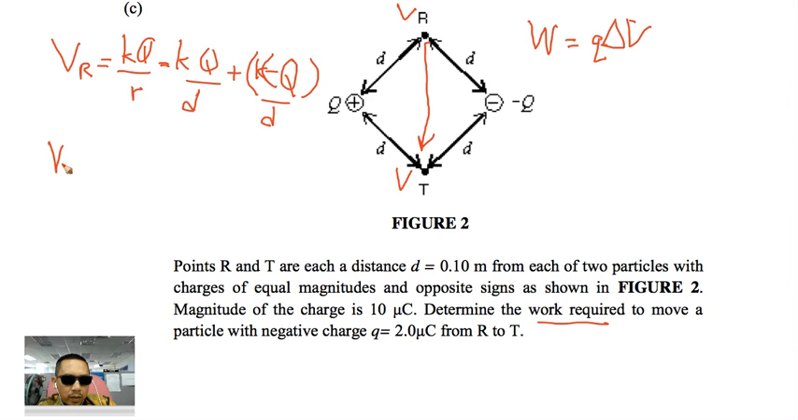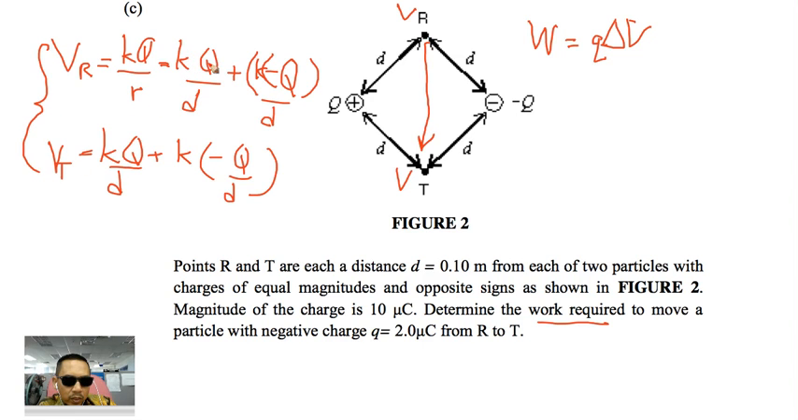And the potential at T, same procedure, comes from the positive and negative Q. So this is K positive Q over distance D, plus K negative Q over D. If you look at the two equations, these are KQ over D values, but one is negative, so they cancel. So VR is equal to VT is equal to 0.